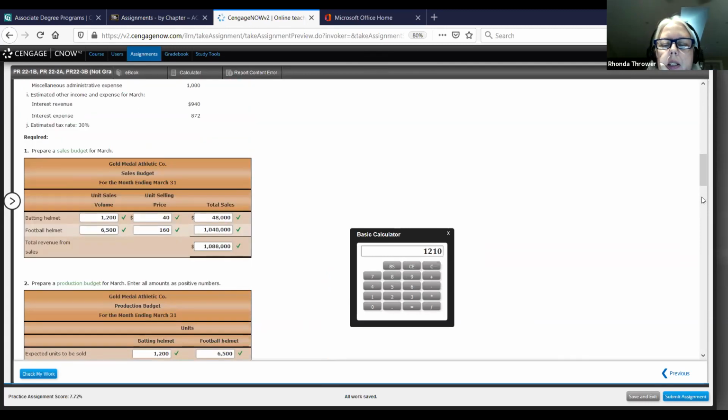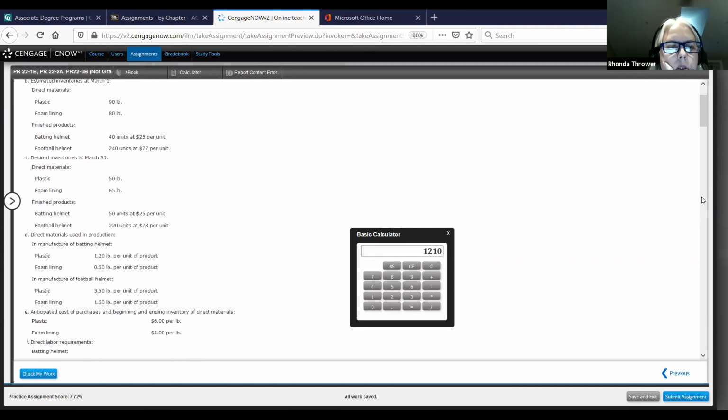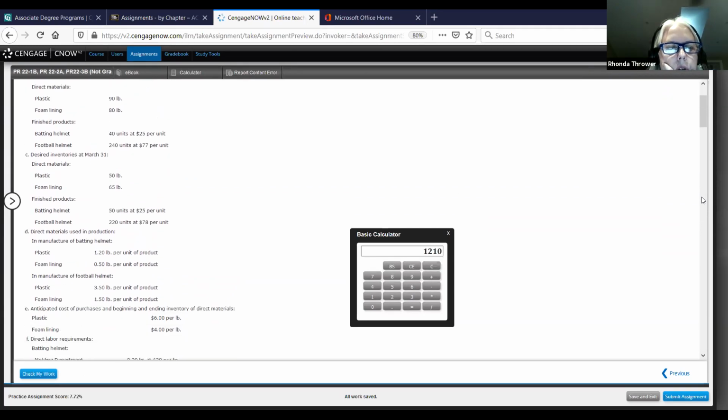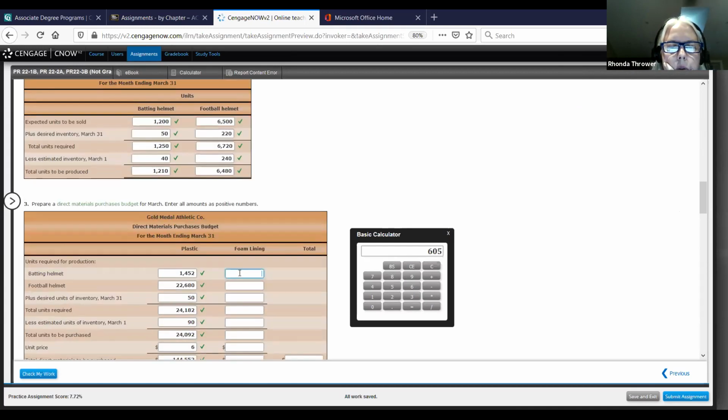So I'm going to multiply the 1,210 times the amount of foam that it takes to produce those batting helmets, and it's 50% of a pound, or 1/2 of a pound. So I'm going to take the 1210 and multiply that by 50%, and that will give me 605 pounds that I need of the foam lining for the batting helmets.